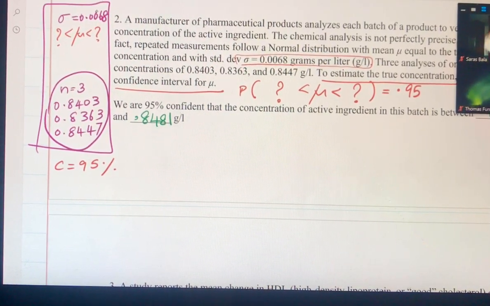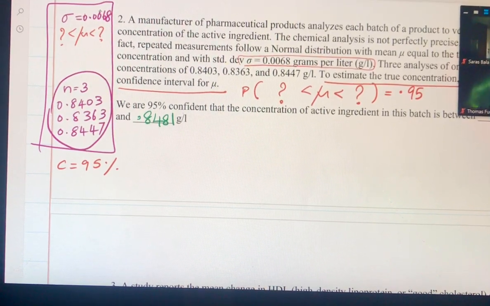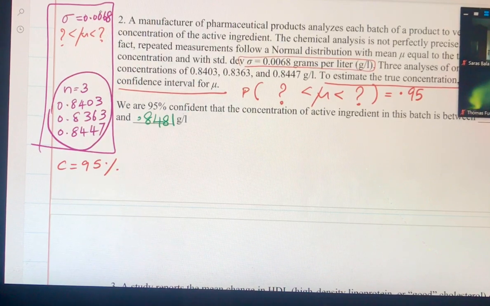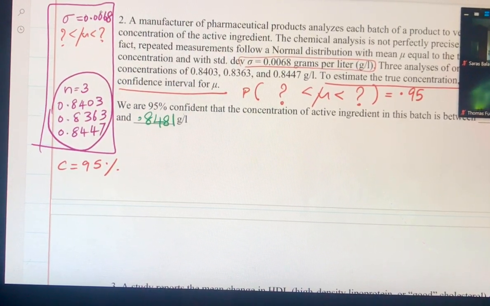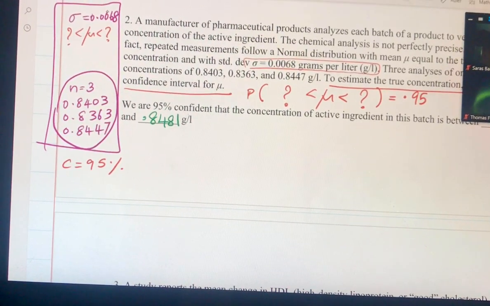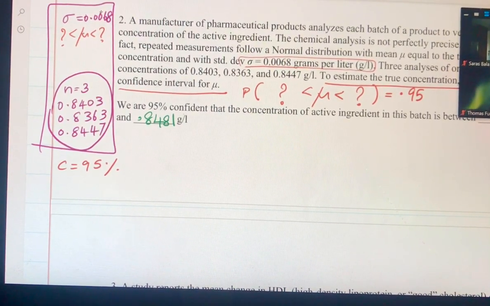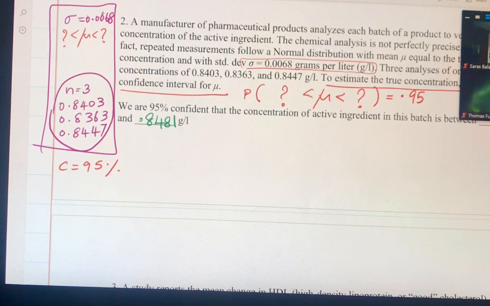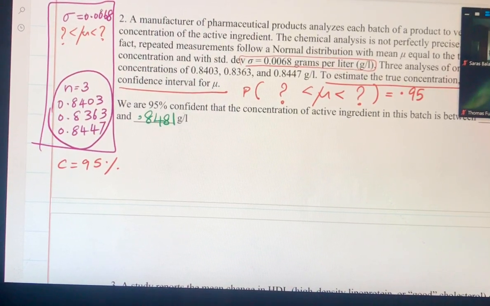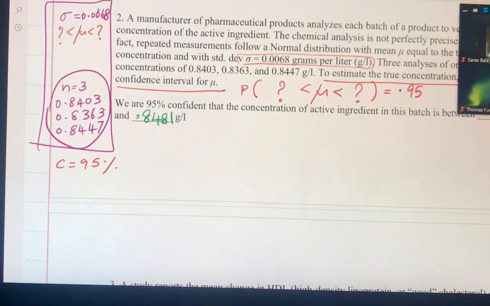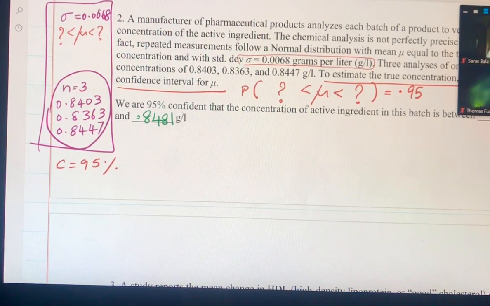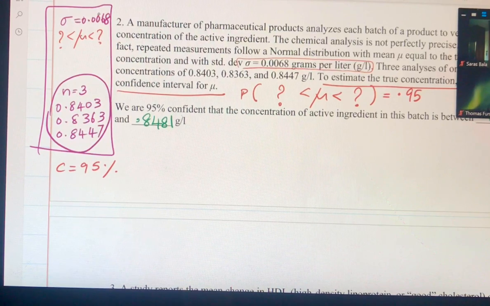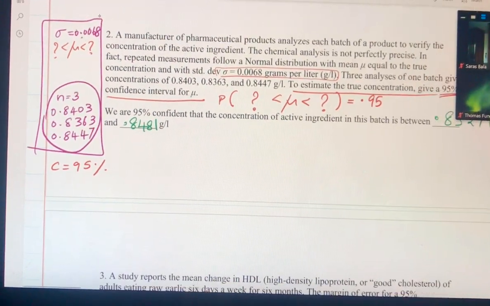So I have the population, which is my rectangle, and the population standard deviation is given to be 0.0068. All right, the variability is a minuscule number, and then you need to find the lower limit and the upper limit for the population mean mu, or the true mean. The sample of n equal to 3 observations is given, the 3 observations are listed, and the confidence level is 95%. So let's work on it here.